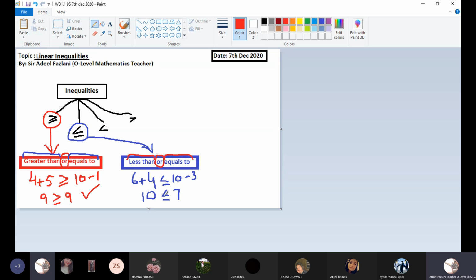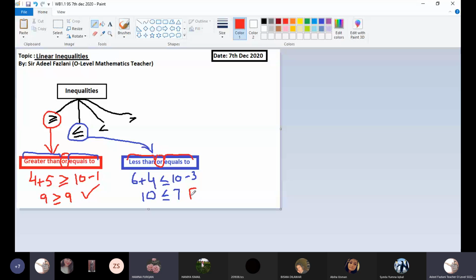So 10 is less than 7? 10 is not less than 7. Yes, it's an obvious thing. And 10 is not equal to 7. This is also obvious for you to understand. So it's not less than, it's not equal to. So this is not fulfilling the requirement of less than or equals to. That's the reason this entire statement is false. Got it? This is said to be false.